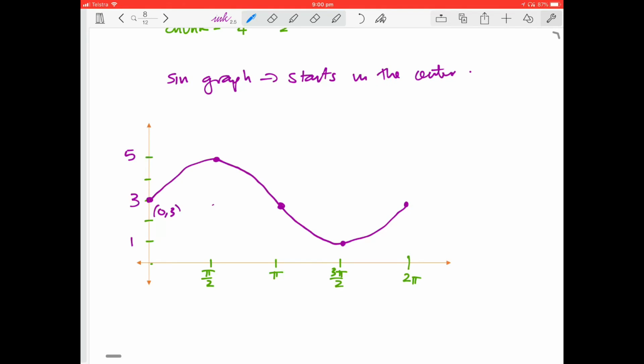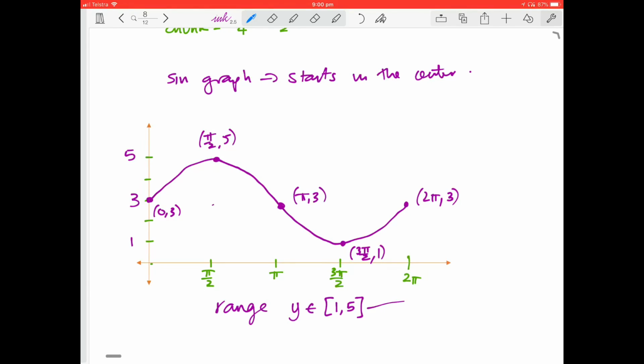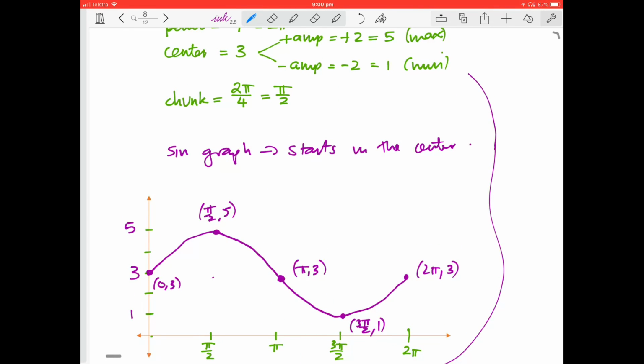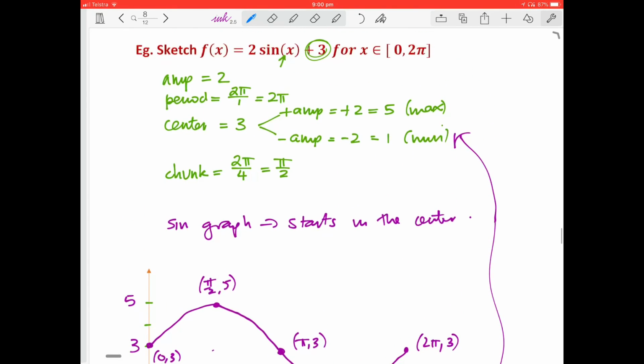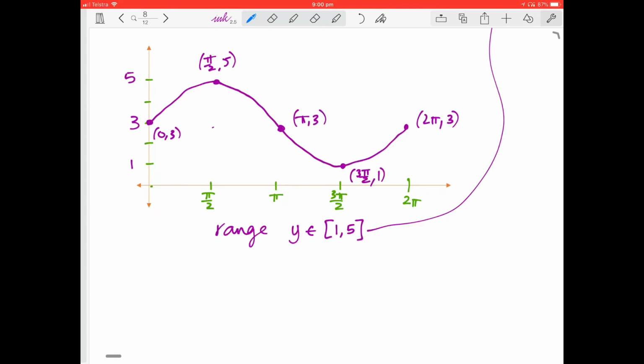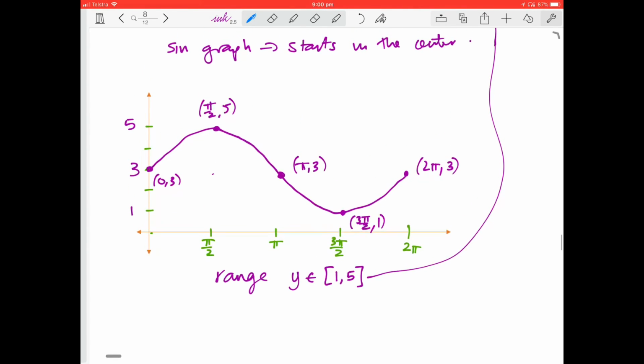So we've got 0, 3, pi on 2, 5. We know that this point here is pi, 3. That's 3 pi on 2, 1, and 2 pi, 3. Our range, we know y is an element. Our lowest value is 1, and our highest value is 5, of course, which comes from our max and min. So that helps you out determining what the range is. And the domain, of course, was given to us.